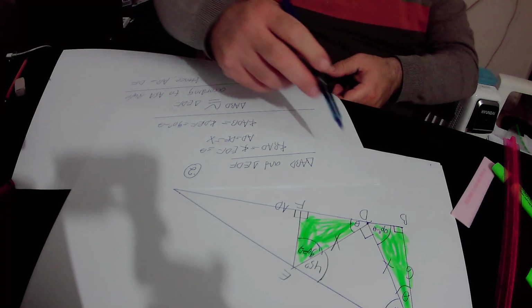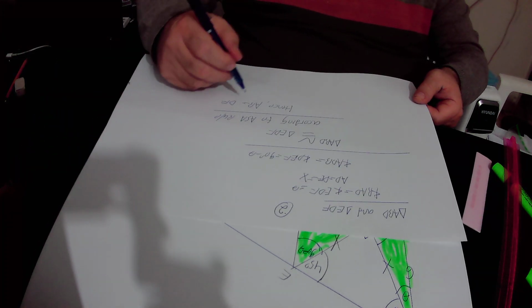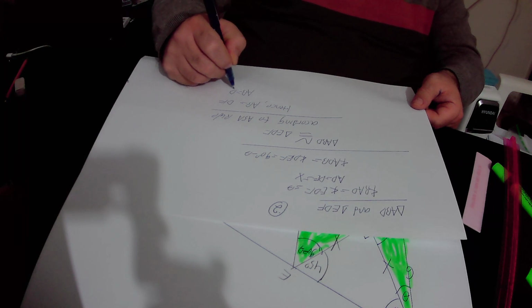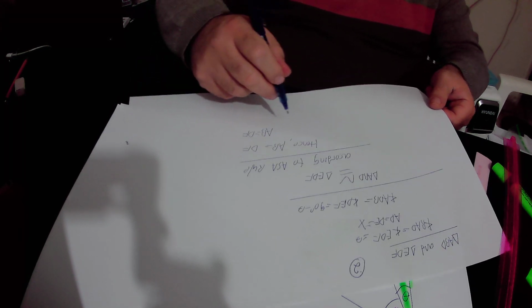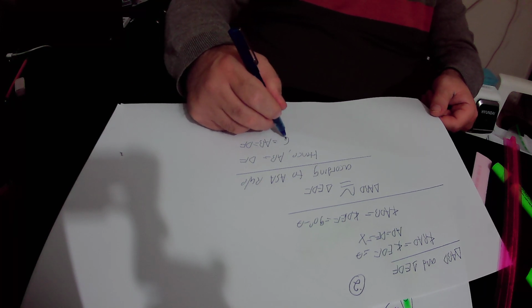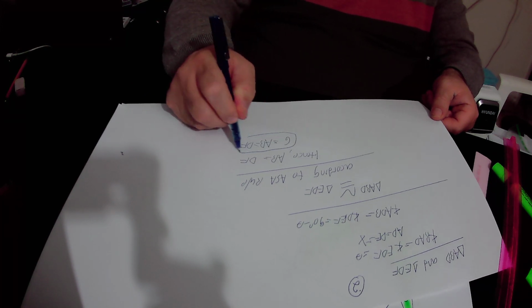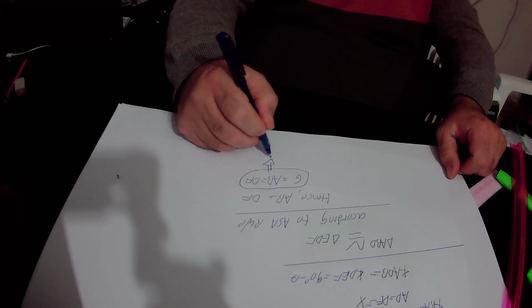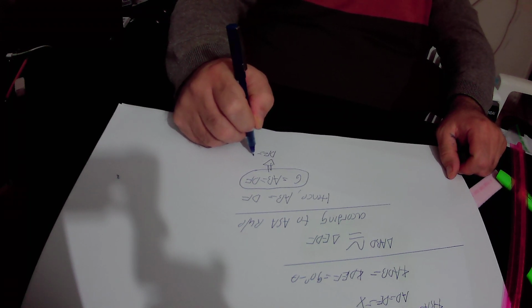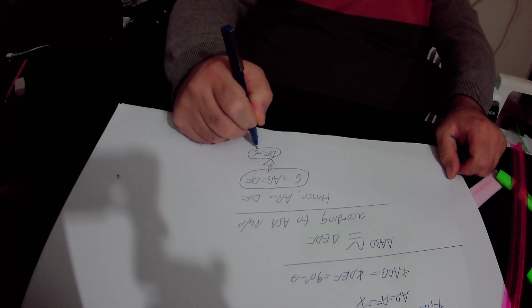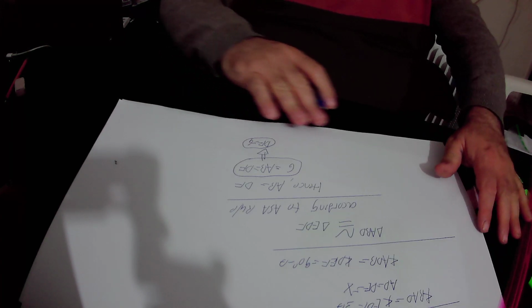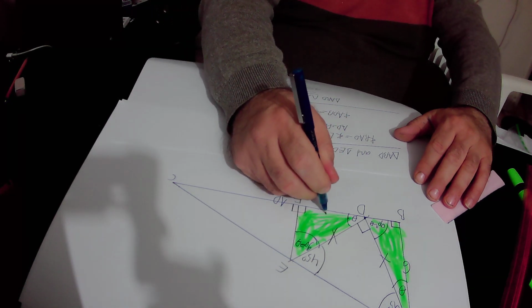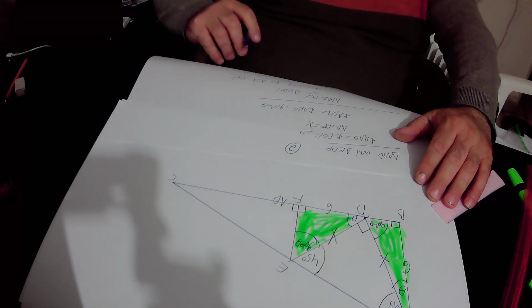So AB equals DF, but it is given that AB equals 6. So from this equation, AB equals DF, we derive that DF is also equal to 6 units.